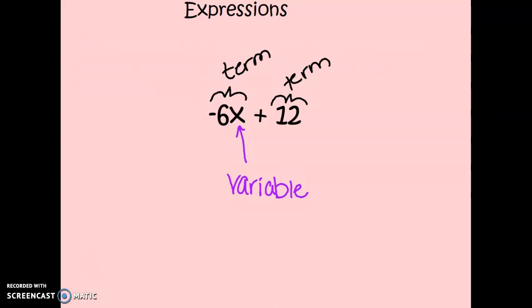And this number here is called our coefficient. It's what we're multiplying our variable by. Coefficient. And our other number over here is 12. This is our constant.